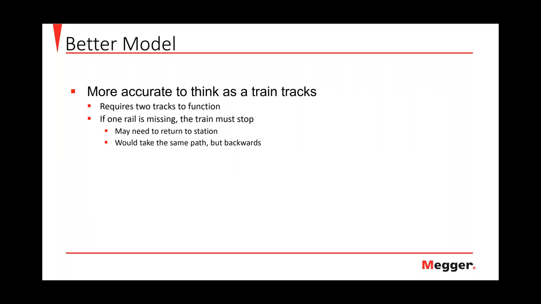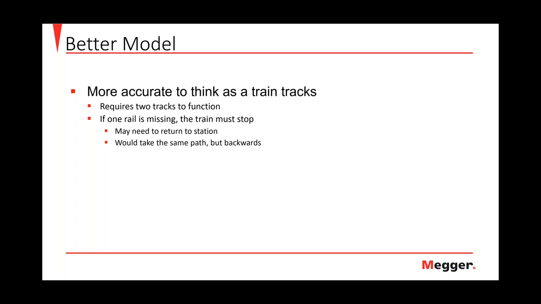So what's a good model to think of this as? If we think of it like a train leaving the station, this is a pretty good analogy because a train requires two tracks. TDR requires two parallel paths. If one rail is missing, if one of those tracks is missing, the train has to stop. It can't proceed any further. And it will need to return back to the station.